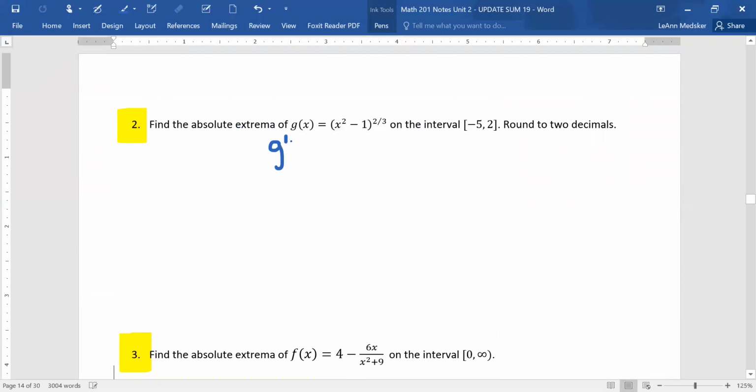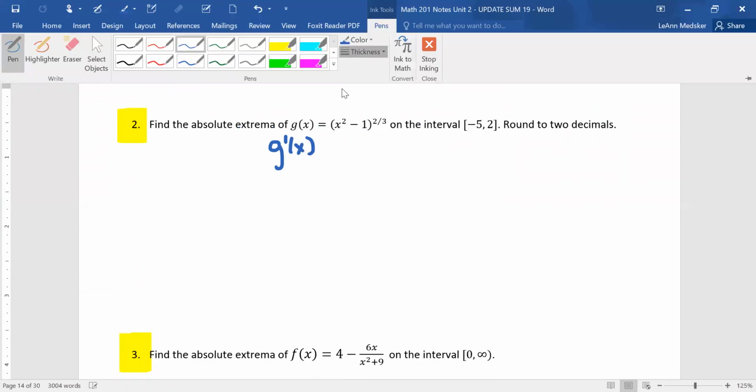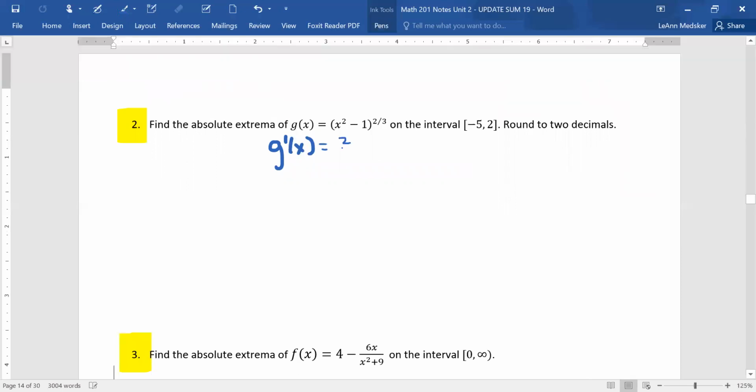So we have to do g prime of x, and then we need to pull down the 2/3. So this would be 2/3 times x squared minus 1 to the -1/3 times the derivative of the inside, which would be a 2x. I would probably want to rewrite this and set it equal to 0. So 2 times 2 would be 4x on top. Then we have a 3, and then we have a cubed root of x squared minus 1.